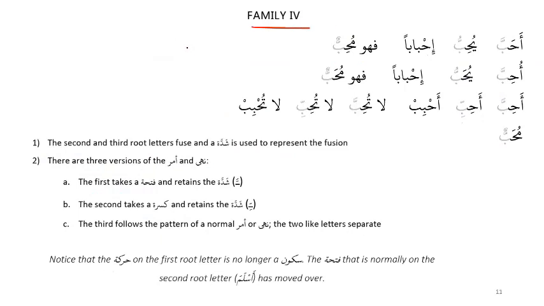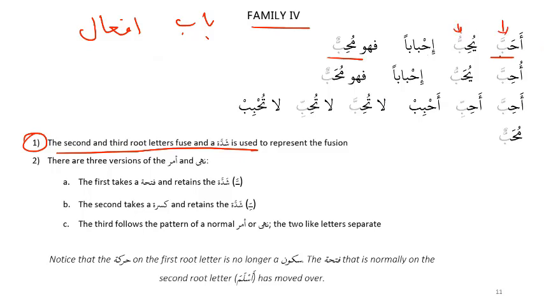Okay, family four. Can you tell me what family this is? What bab this is? Anyone? Afala. Exactly. Akrama, yukrimu, ikraman, bab-e if'al. Akrama, yukrimu, ikraman. So, do you notice the central rule applies over here? Ahabba means to love. Ahabba, yuhibbu, ihbaban, fahuwa muhib. Or fahuwa muhibbun. So notice the merging happening over here. This is the mazi malum. This is the mudare malum. This is ahbaban. This is the masdar. Fahuwa muhibbun. So Aziz sahab, what does muhibbun mean? File. So one who loves.